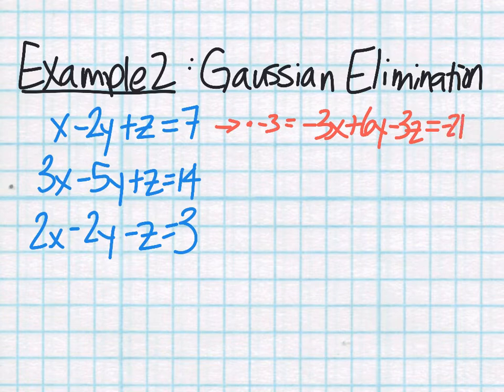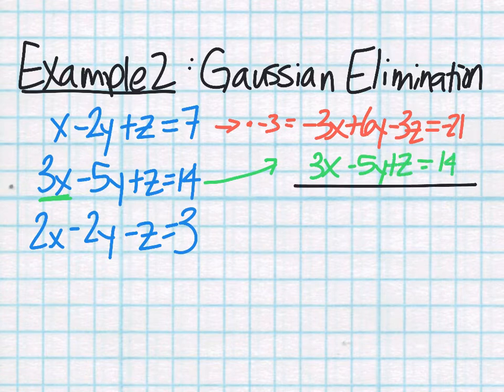Then what I'm going to do is add this second equation to that. Why am I going to do that? Well, if you look at the first term, it's 3x. So I'm going to add these. Whatever solution I get, I'm going to replace this second equation with that. So 3x minus 5y plus z equals 14. Let's add those together.